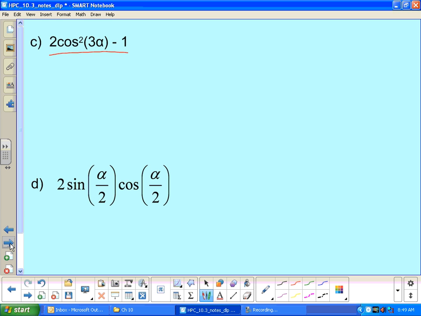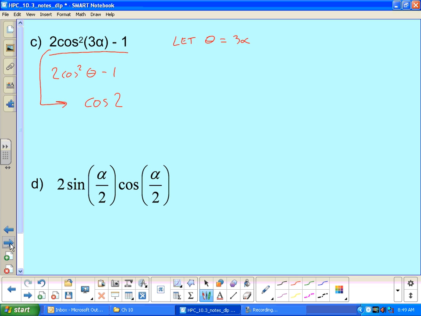So you could do a substitution here if you wanted to. You could let theta equal 3 alpha, or you could just leave it alone. So if it makes a little more sense for you to see it this way, then go for it. Solve it for that theta, and then resubstitute in the 3 alpha at the very end. I'm going to go ahead and just solve it as it was written originally: 2 cosine squared 3 alpha minus 1.